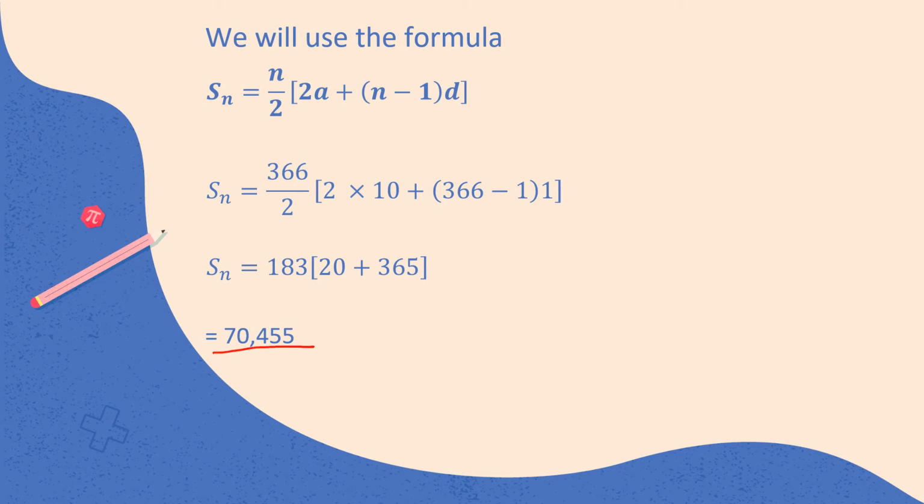So Sanika saves 70,455 rupees by the 31st of December 2016. I'm sure friends that you would have found this very easy only because you were able to do two things. First is use the formula. Second is make sure that the n mentioned here is as per the date, which is 2016, a leap year, which is 366. And the rest is easy peasy.